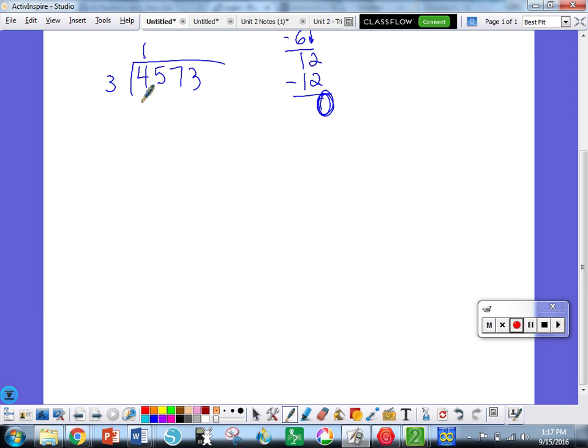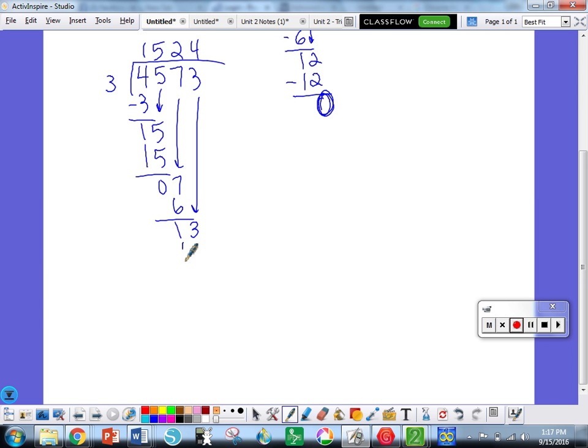4 divided by 3 is 1, 3, 1, 5, 5, 15, 0, 7, 2, 6, 1, 3, 4, 12, 1. What do we do with the 1? Well, if we wanted to make it a decimal, we would put a decimal, add a 0, and we would keep going, right?